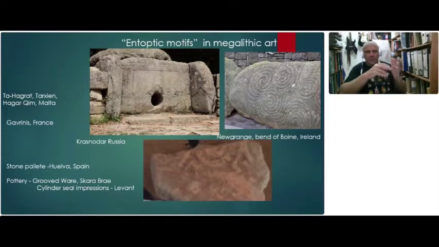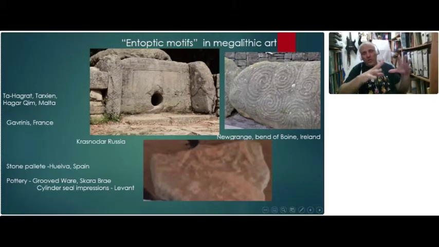And we have here only several examples from Tagrat and Hagarim from Malta. We have it in Gavrinis, France, and we have it, of course, elsewhere. We can see here Newgrange, the Bend of Boyne, the concentric circles, and the lozenges.